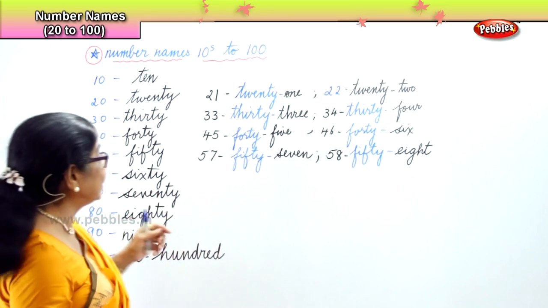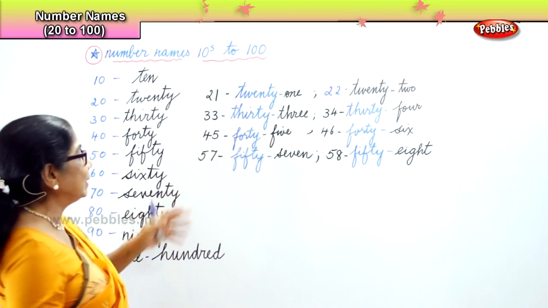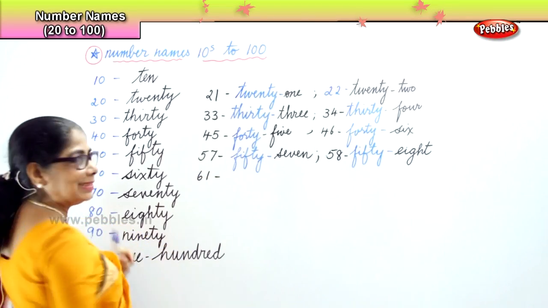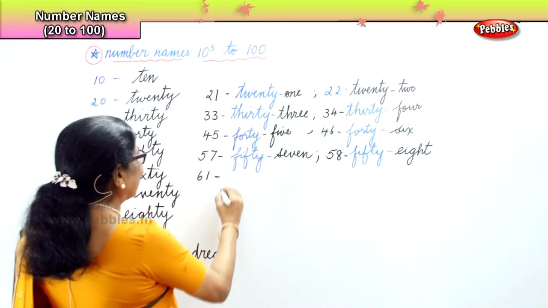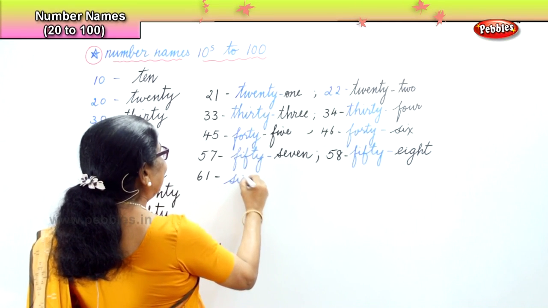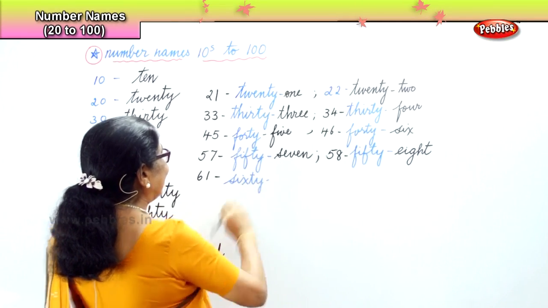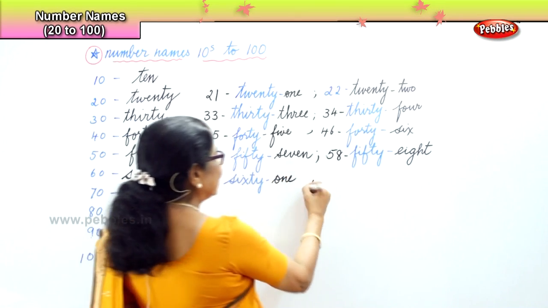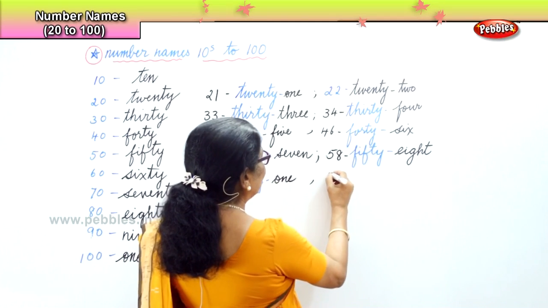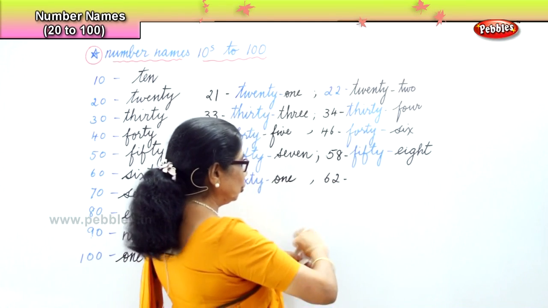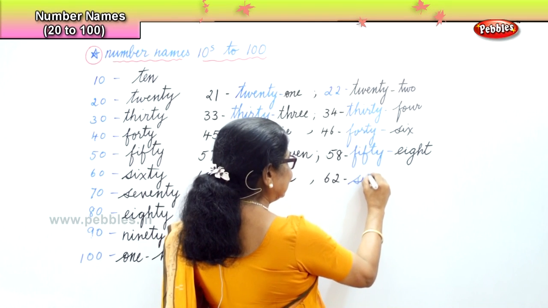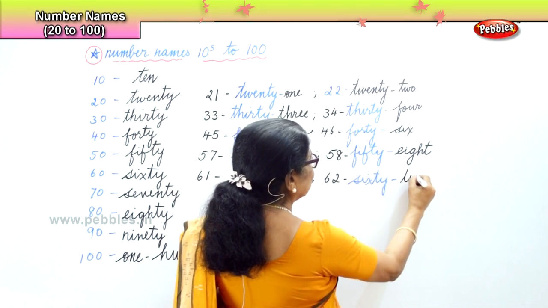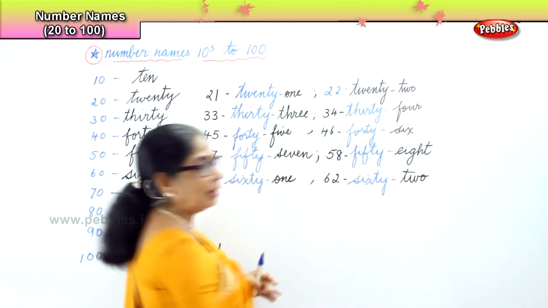Now we come to 60. Okay, 60. Now how will you write 61? You will write 60 dash 1. 61. Good. Next, 62. How will you write 62? You will write 60 hyphen and 2. You see now? You learn to write.